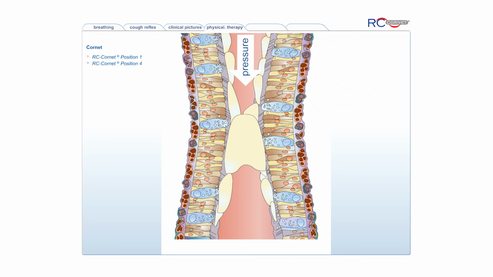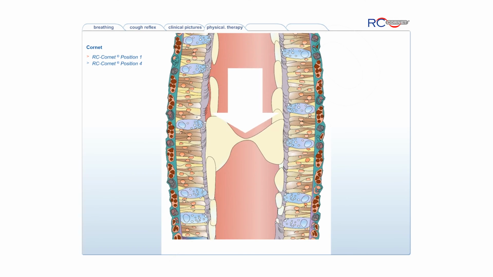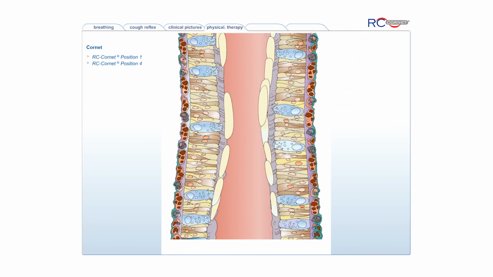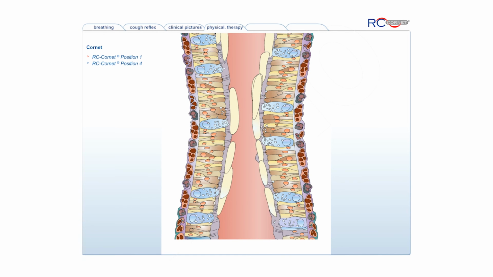The additional pressure fluctuations applied to the continuous positive pressure lead to the mucus dissolving from the bronchial walls. Flow fluctuations transport it to the outside, a stop-and-go phenomenon.